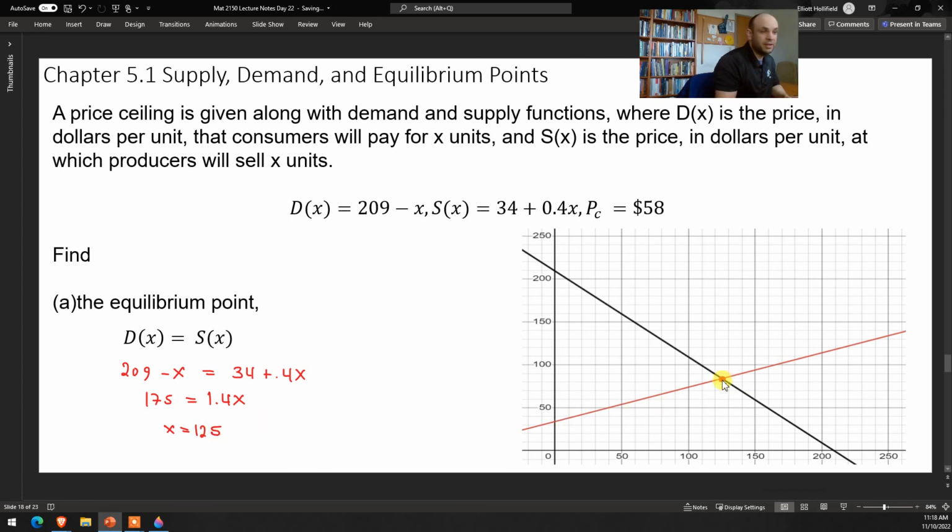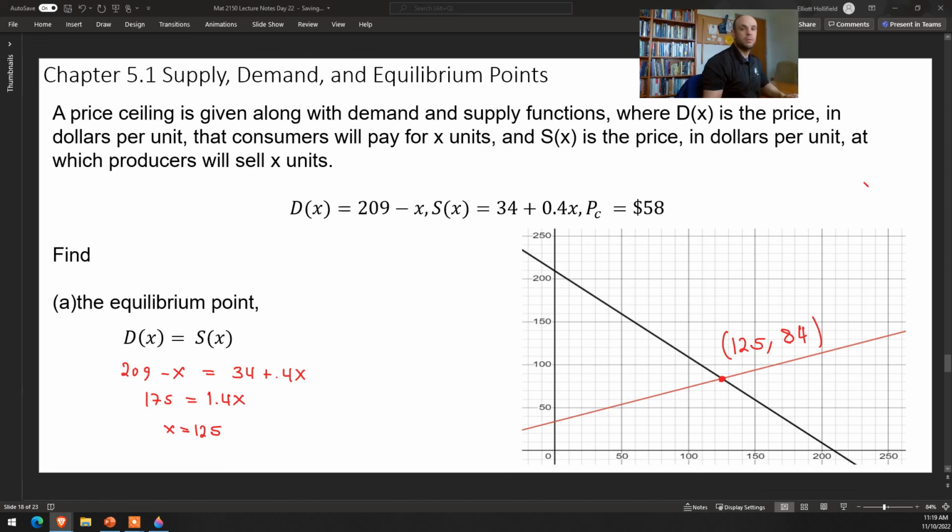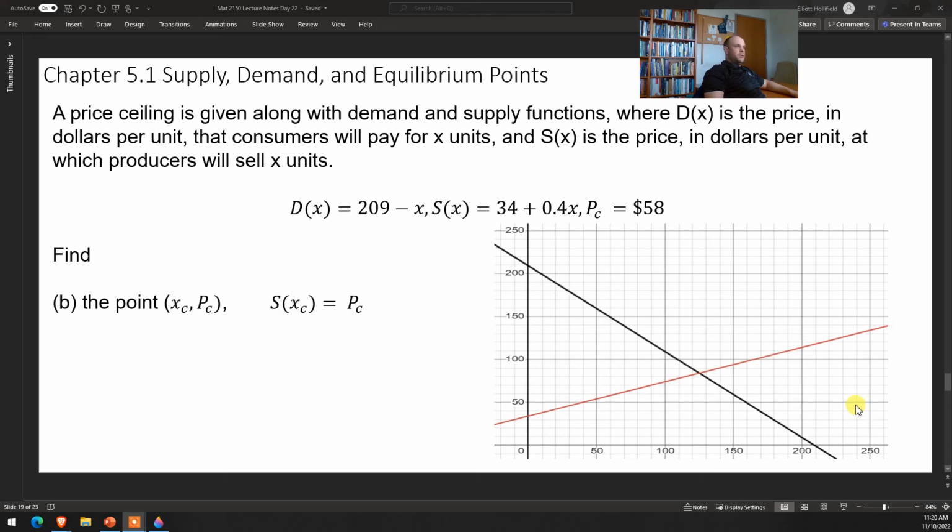Now we know the x coordinate corresponding to our equilibrium point is 125. Now we can do the subtraction, 209 minus 125 to get our price for the equilibrium point, which is 84. Next, let's find a point which corresponds to our price cap. Here, we're given the price cap is $58.